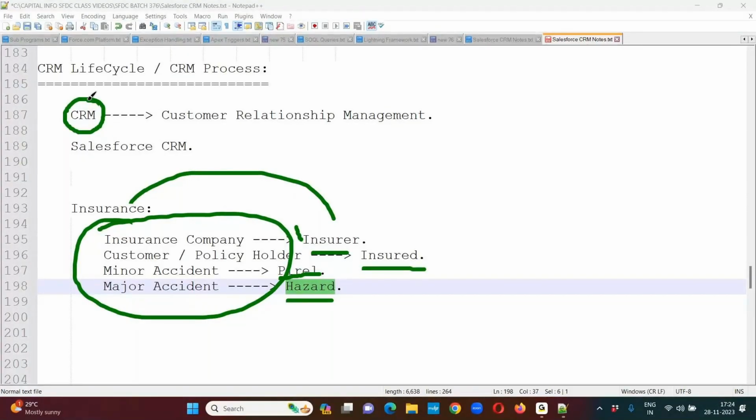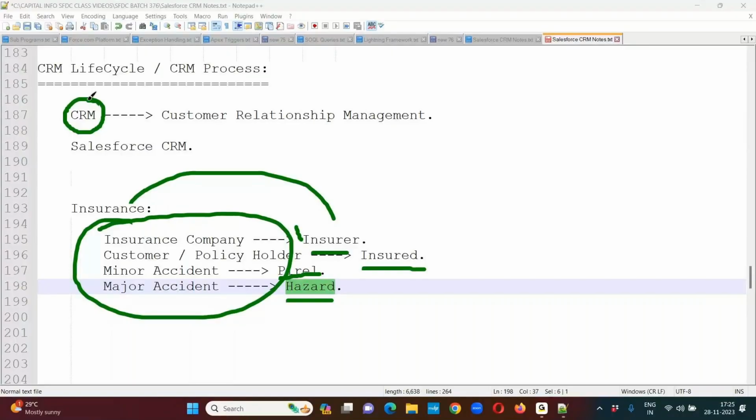Wherever you go, it may be any CRM application, the terminology will be the same, no change. Because the background implementation may be different, but the terminology will be the same. Then, in this case, what are those CRM domain-specific terminologies that we have? Let me explain one by one.